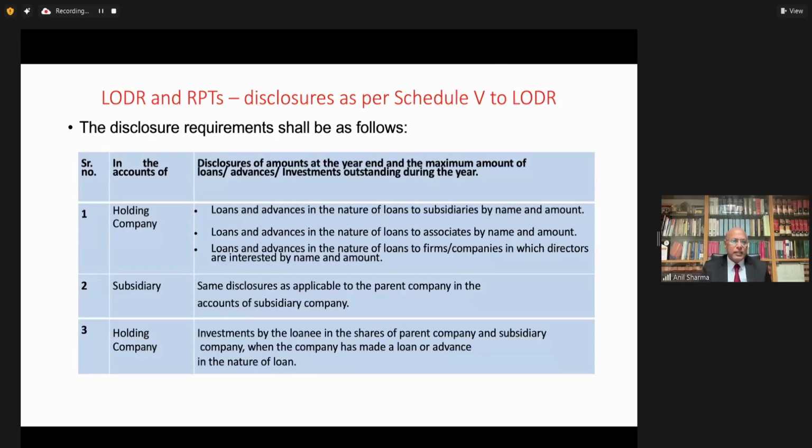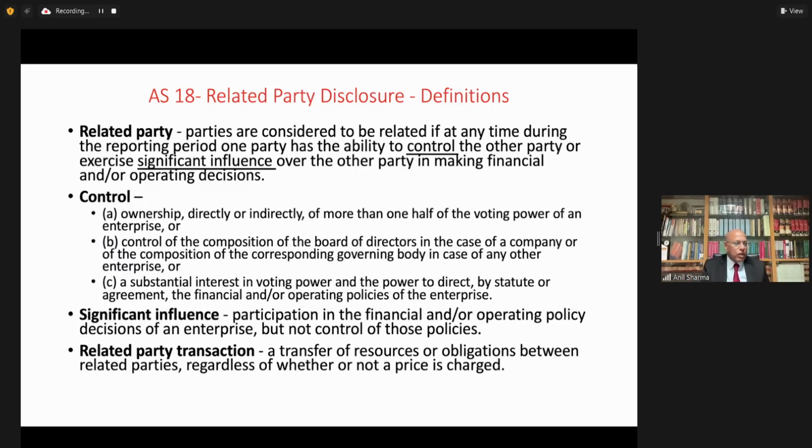Then in Schedule 5, there is some specific information with regard to holding company and subsidiary company. So for loans and advances, there is a loan to subsidiary by name and amount, and loans and advances in the nature of loans to associates and to firms or companies in which directors are interested. The same disclosure as applicable to the parent company is also required to be given in the subsidiary company's accounts. Also required is investment by the loanee in the shares of the parent company and subsidiary company, when the company has made a loan or advance in the nature of a loan. These are certain pieces of information which LODR requires to be disclosed in the annual report of the company. Now coming to some more disclosure requirements with regard to our accounting standards.